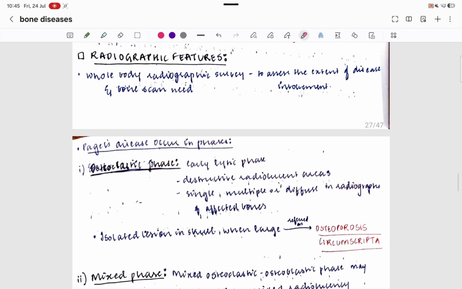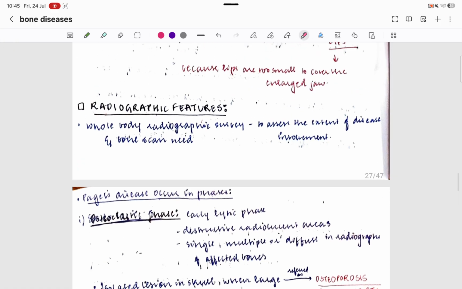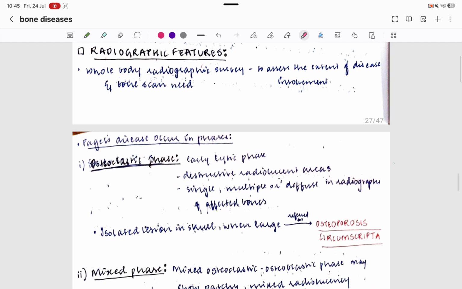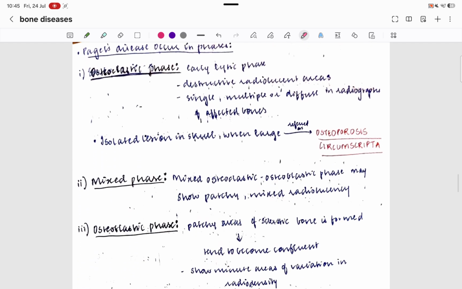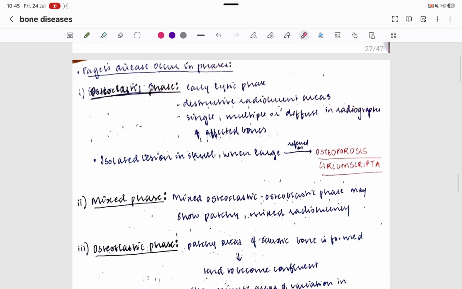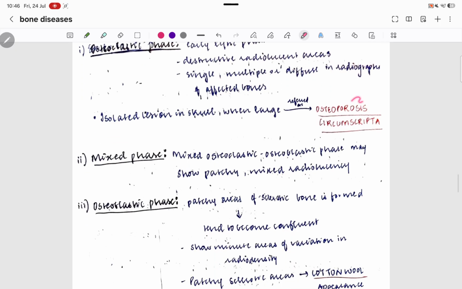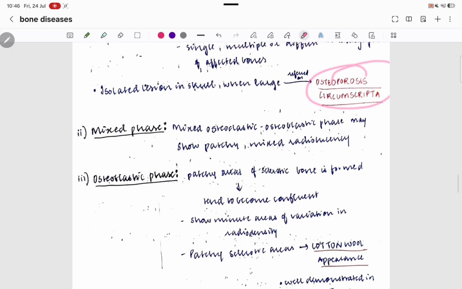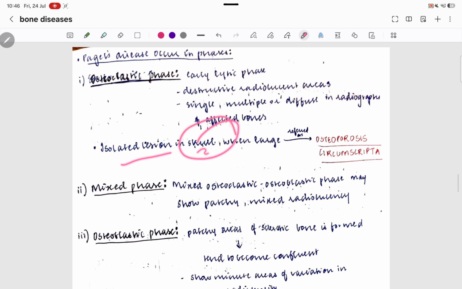Radiographic features: a whole body radiographic survey is done so that the bones are scanned thoroughly to find the abnormalities. Paget's disease occurs in phases. The first phase is the osteoclastic phase, also known as the early lytic phase, where destructive radiolucent areas are seen, which are single, multiple, or diffuse in radiographs affecting the bones. Isolated lesions in the skull, when enlarged, show osteoporosis circumscripta. What is osteoporosis circumscripta? That is a large lesion associated with the skull.